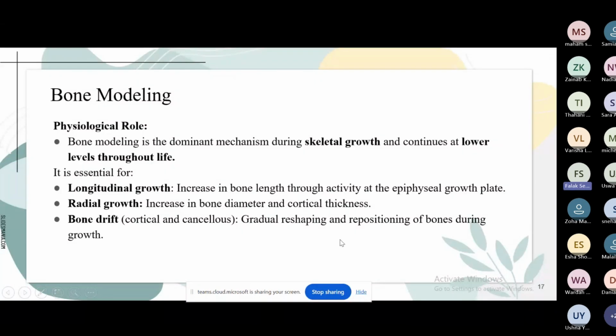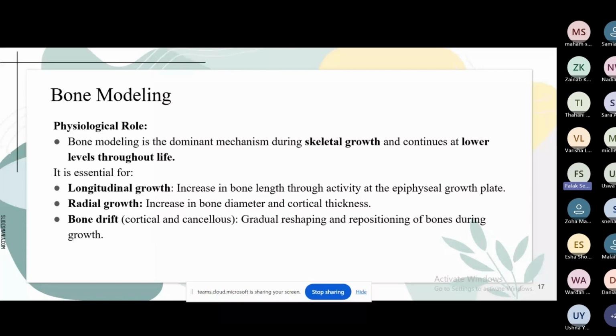What is the function of bone modeling? The major function of bone modeling is that it's very important during skeletal growth, and it continues to happen at a lower level throughout life. It's essential for the longitudinal growth of the bone. It increases the bone length, especially through increased activity at the epiphyseal growth plate. It's important in the radial growth of the bone, meaning the bone diameter is increased by the process of modeling and the cortical thickness is increased.